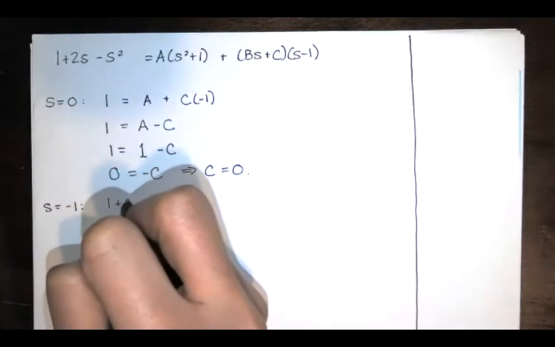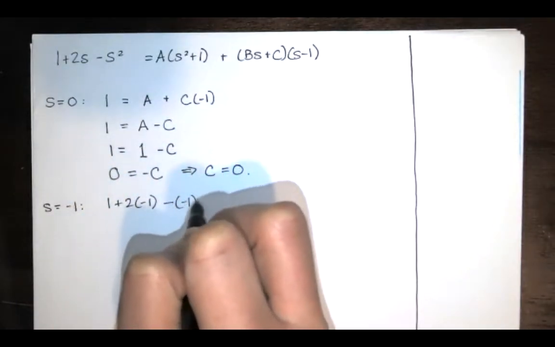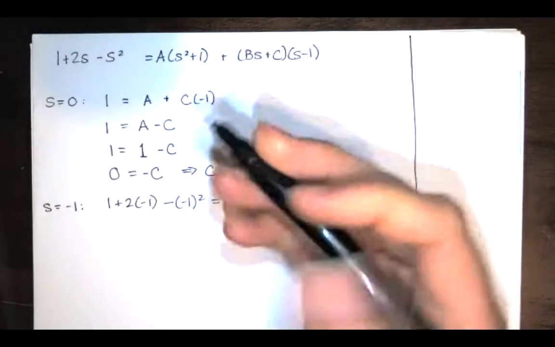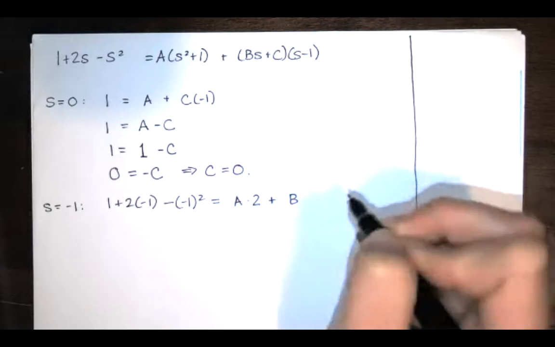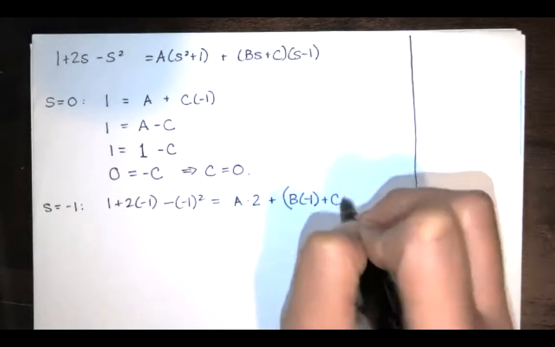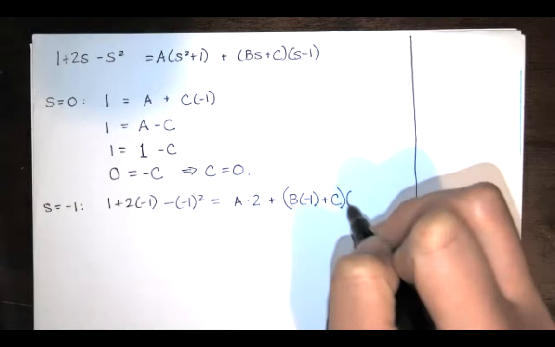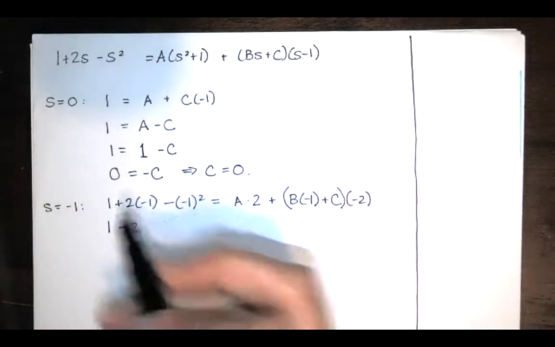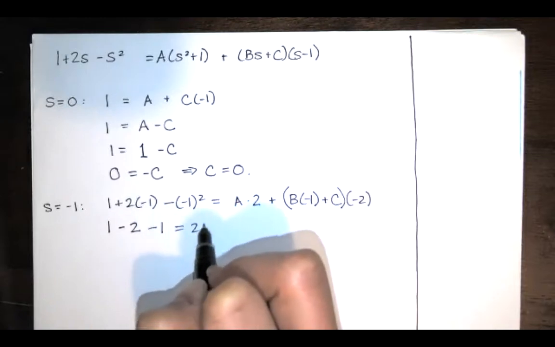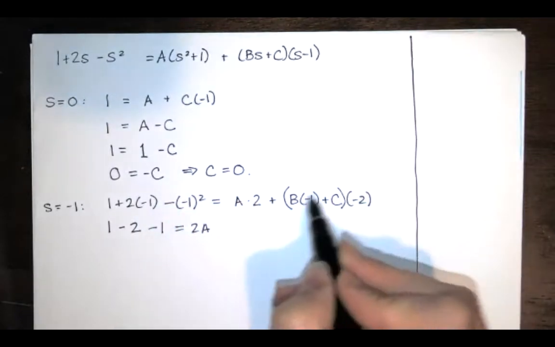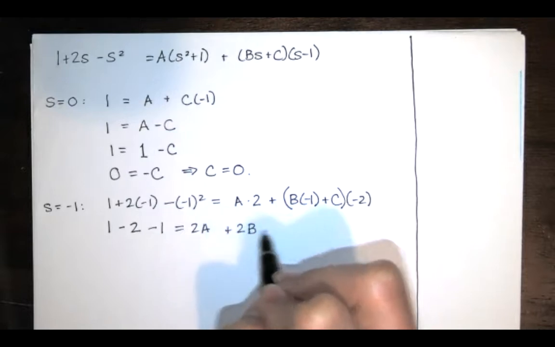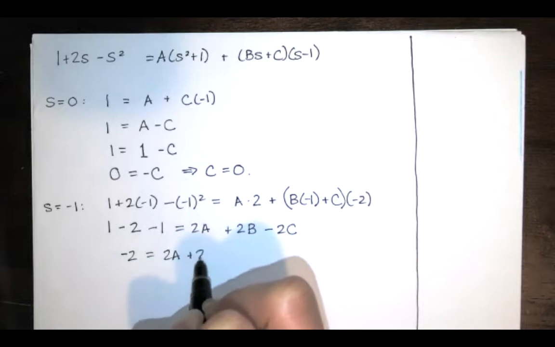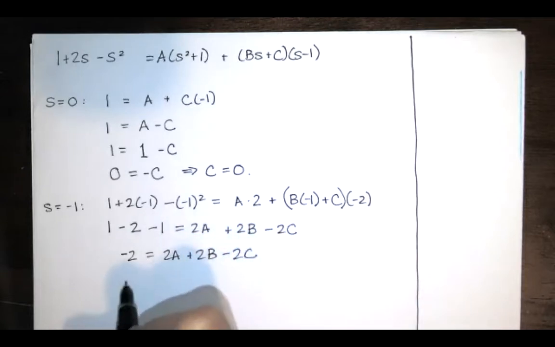We'll have 1 plus 2 times -1 minus -1 squared equals a times -1 squared, which is 1. 1 plus 1 is 2. Plus b times -1 plus c, all of that times the quantity -1 minus 1, which is -2. So the left side ends up being 1 minus 2, and this is 1, and we're subtracting it, so it's a -1. I'll distribute the -2 here as well, so that'll give me a positive 2b minus 2c. And I end up with this. If you want, you could divide everything by 2.